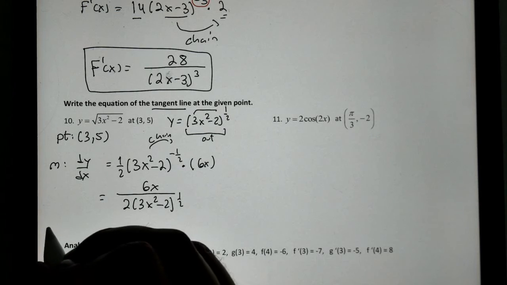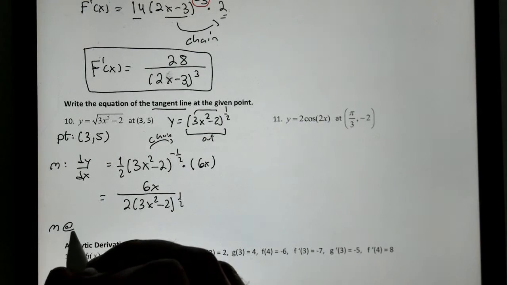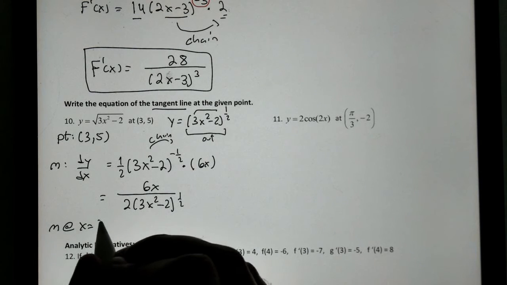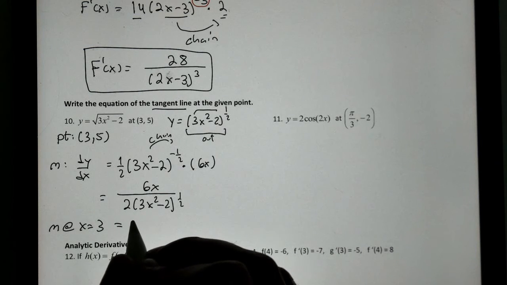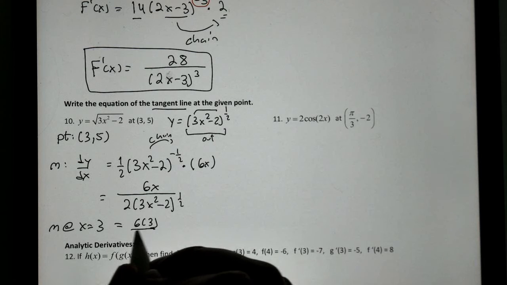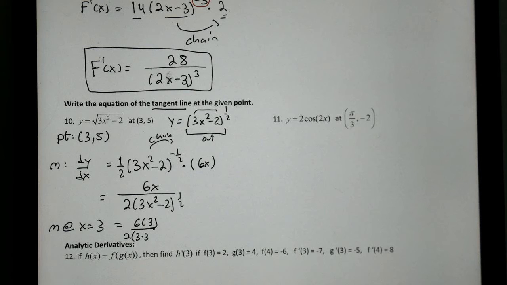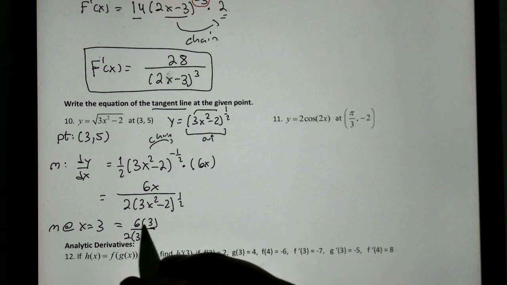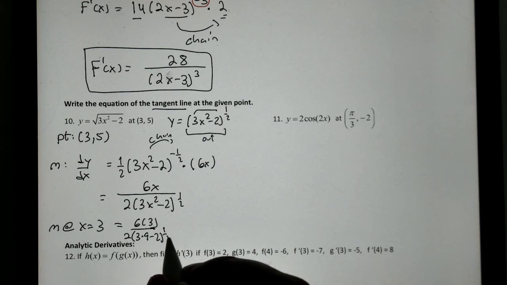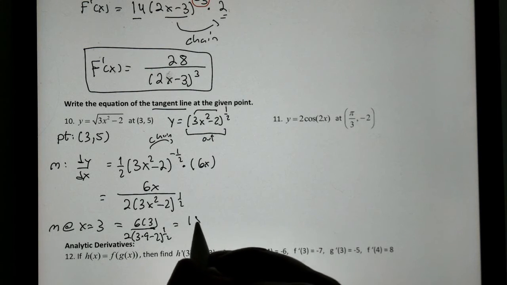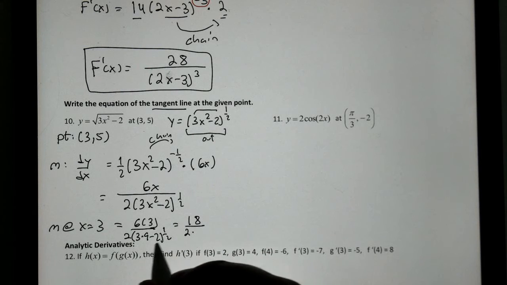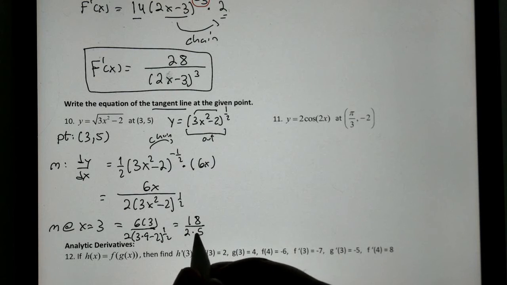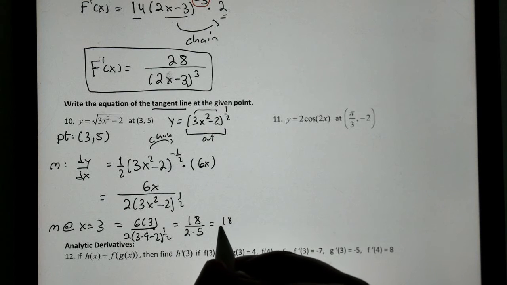Alright, to get the slope, we want to plug in our x coordinate at x equals 3. We would get 6 times 3 over 2 times 3 times 3. Oops, sorry, 3 times 9. It's 3 times 3 squared, so 3 times 9 minus 2 to the 1/2. And that becomes 18 over 2 times, well, that is 27 minus 2, which is 25. Square root of 25 is 5. So we get 18 over 10.